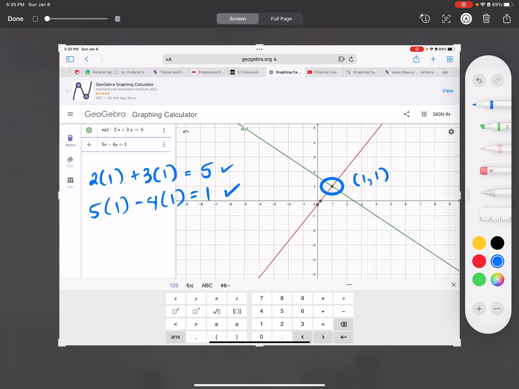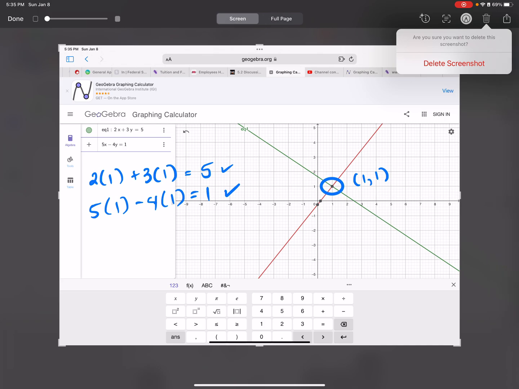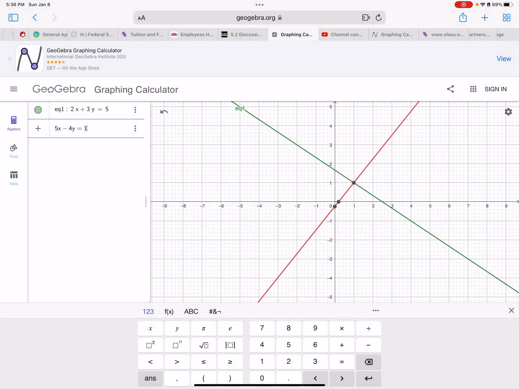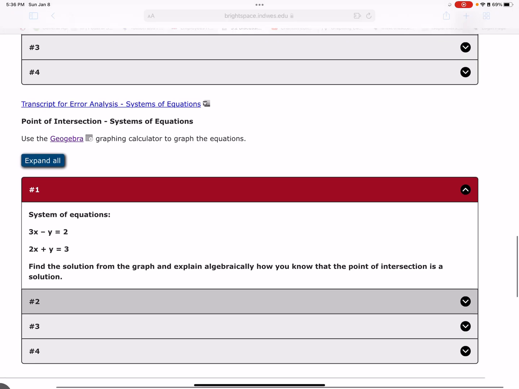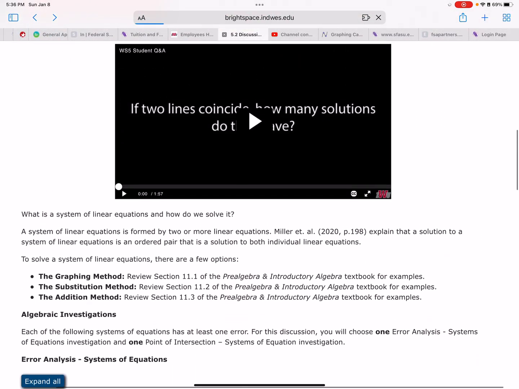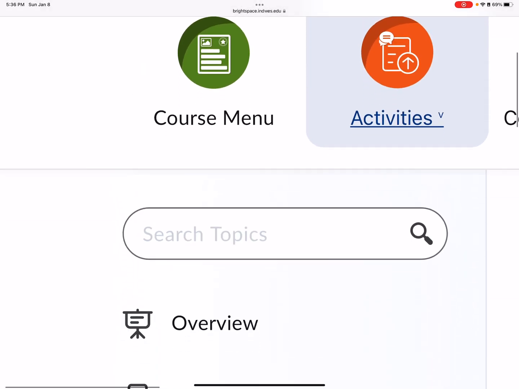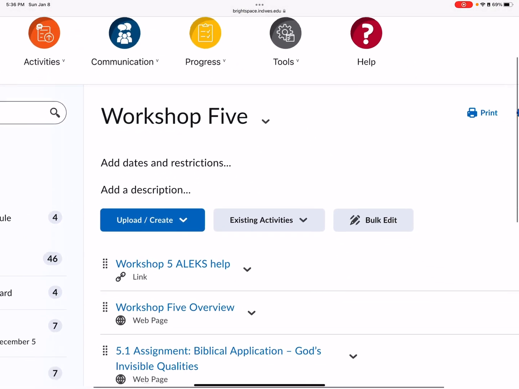And I'm going to say the reason algebraically that it's a solution is because it works for both the red line and the green line, or equation 1 and equation 2. While x is equal to 1 and y is equal to 1 for both of them, then obviously they're going to intersect because they have the same x and the same y. All right, and then go ahead and put your screenshot and upload your explanation, something similar to what I just said.